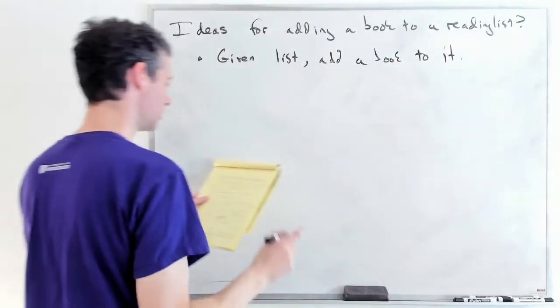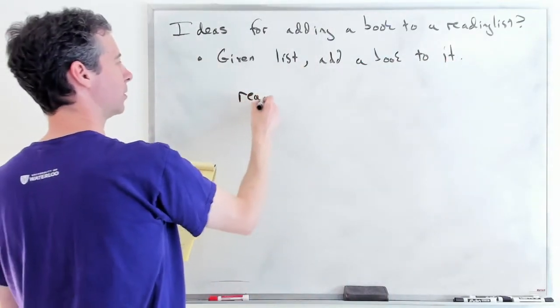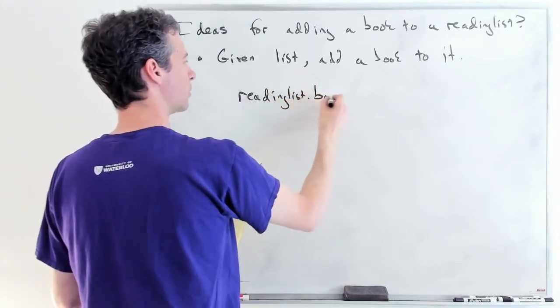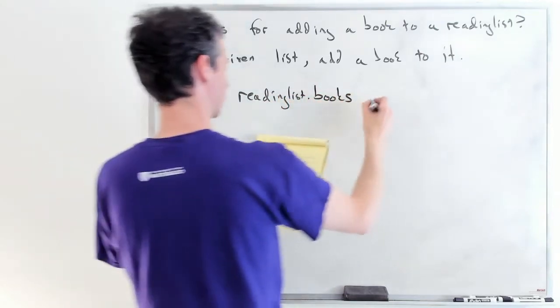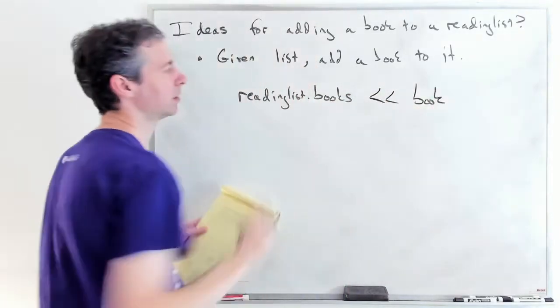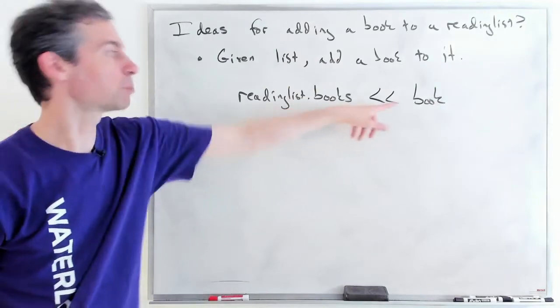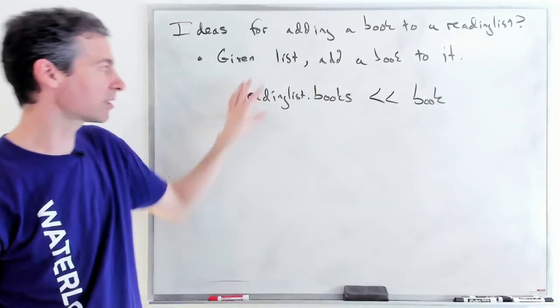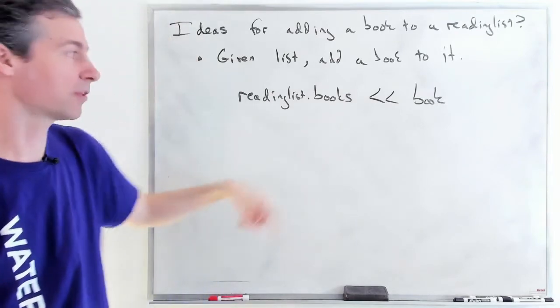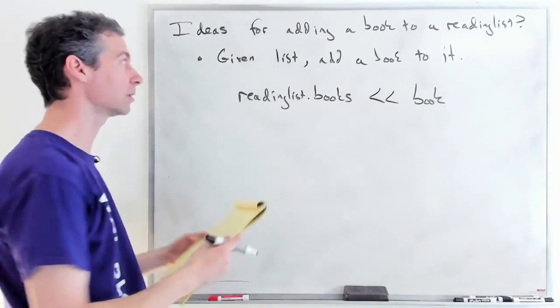And you would see this in your code. You would have some reading list. You have this association books, and you've got some book, and you would add it in there, okay? And so now this book would be put onto that reading list. And again, this is a variable, and this is a variable, and this is a method, the push this onto there.